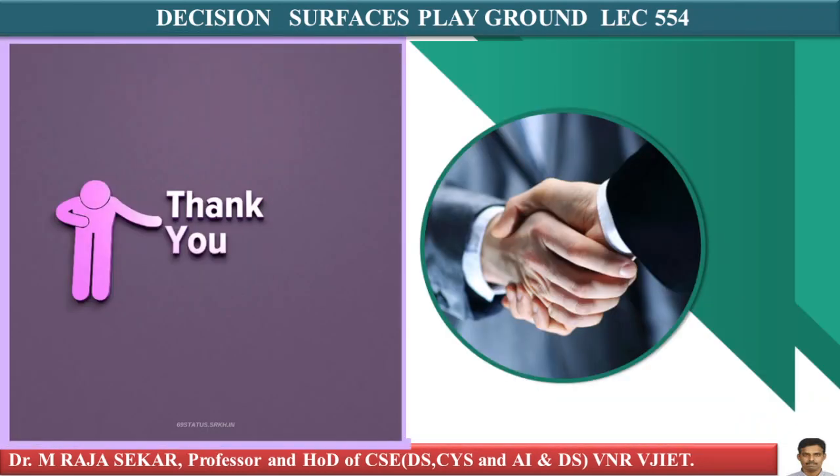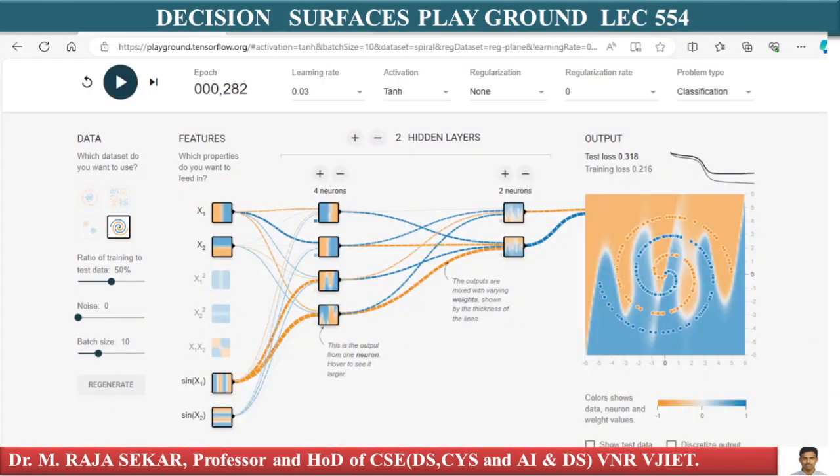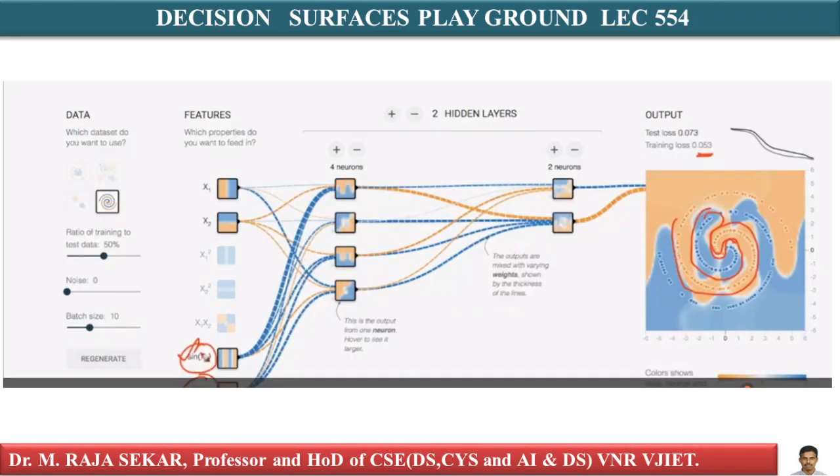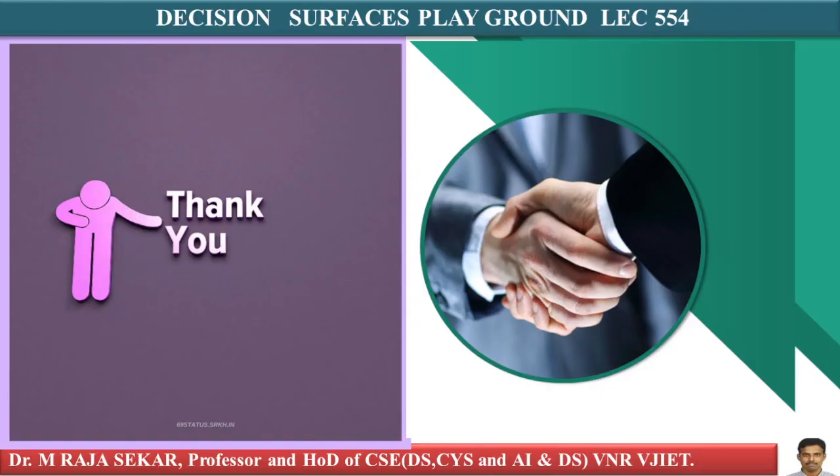Just go through lectures number 553 and 554, which are very important lectures through which you will get intuition on multi-layer perceptron features. You can understand the data, the epochs, the learning rate, the activation function, the regularization, the regularization rate, the ratio of training and test data, noise introduction, and batch size. Just try to go through this lecture.